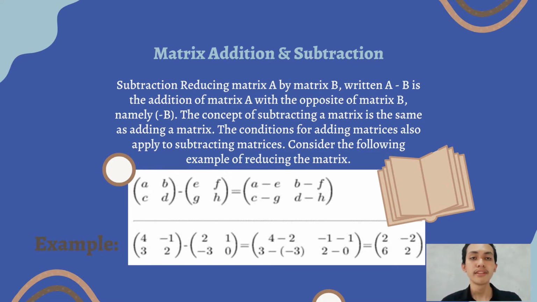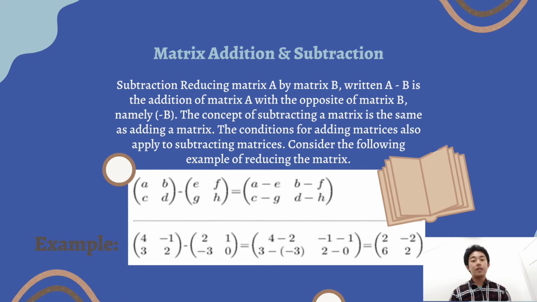Incremental A, B, C, D minus incremental E, F, G, H equals incremental A minus E, B minus F, C minus G, D minus H. The example for the matrix subtraction is actually the same as the addition one, but this one we subtract because it is subtraction. So we have an example here that is 4, negative 1, 3, and 2 minus a matrix that has 2, 1, negative 3, and 0.